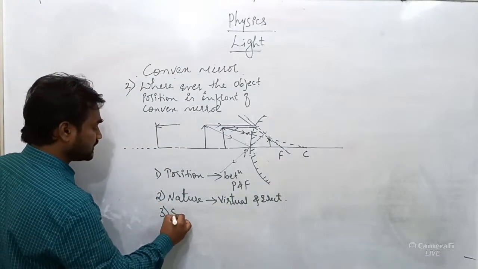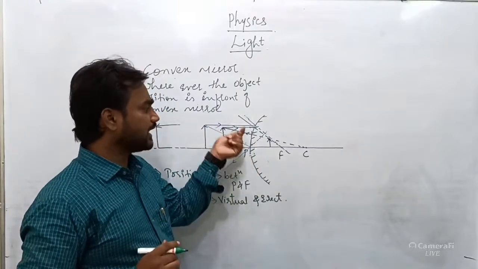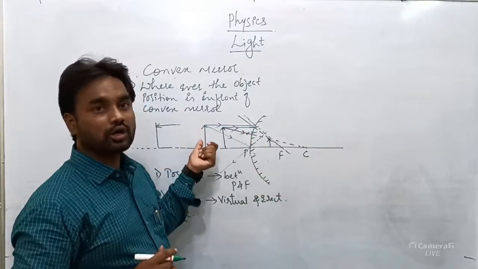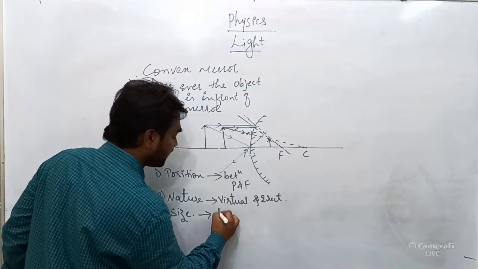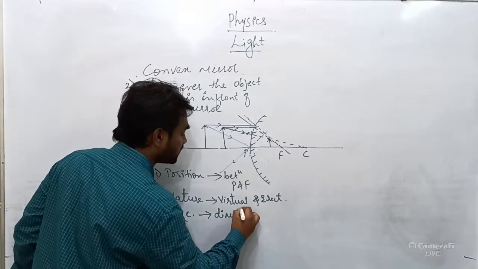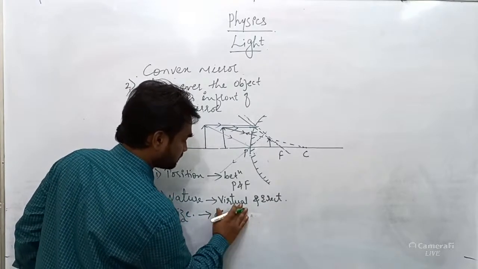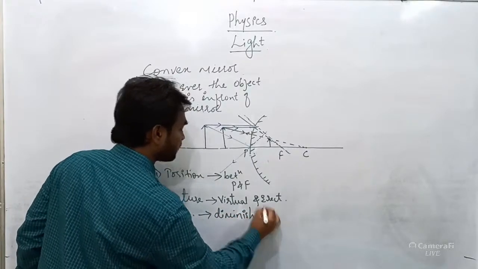And third one is size of the image, and you find that wherever you keep the object, in every case you find that the image size is smaller than that of the object. So size is diminished, you can write, or you can write it as smaller than that of the object. Is that clear?